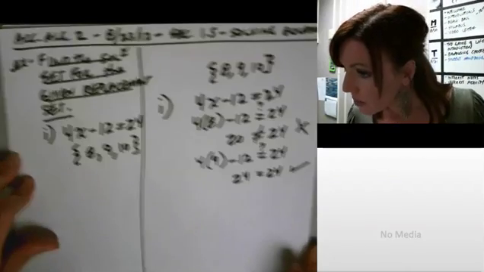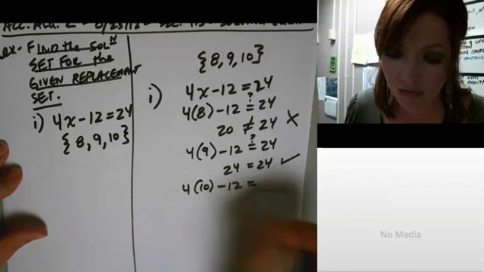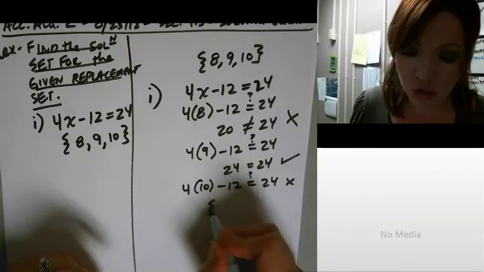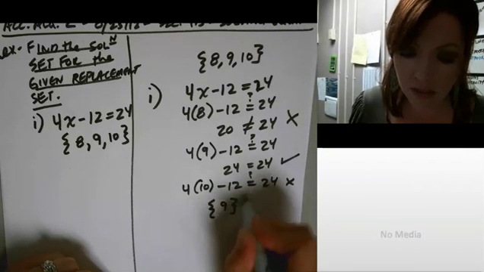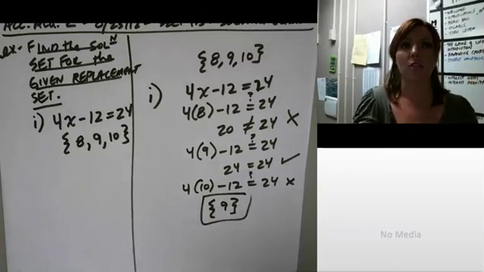Okay? And then, let's make sure you guys can see this. Same thing with the 10. 4 times 10 minus 12, does that equal 24? No, doesn't. So the only solution is 9. So these curly brackets, that's just another way of saying, like, that's your final answer.